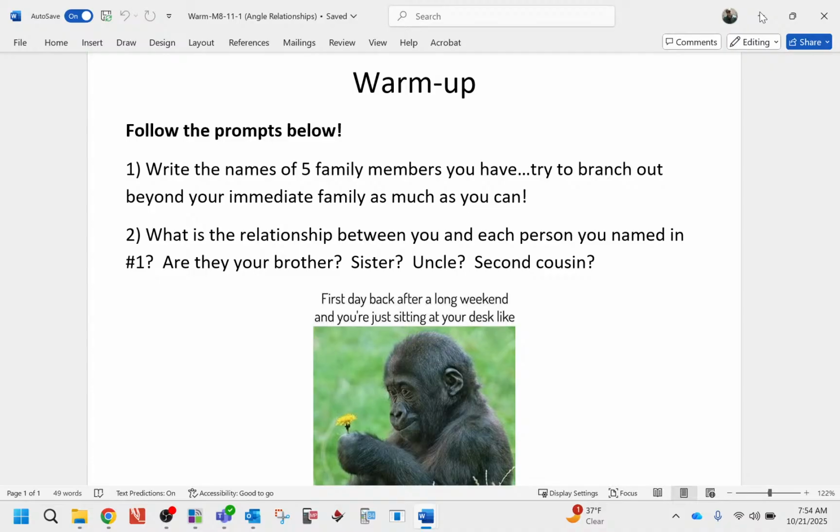All right. Good morning. Oh, good morning. How many of us are feeling this little gorilla here? First day back after a long weekend, and you're just sitting at your desk like, how many of us feel this little gorilla right here? I know I do, for sure.